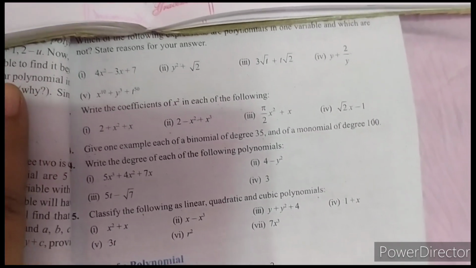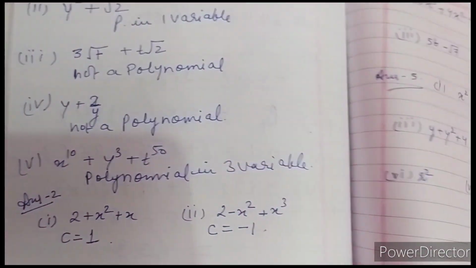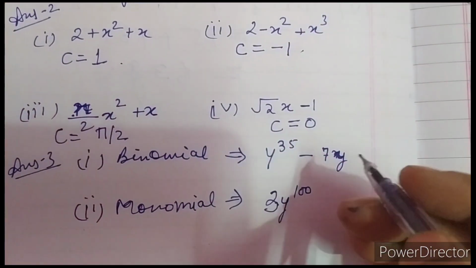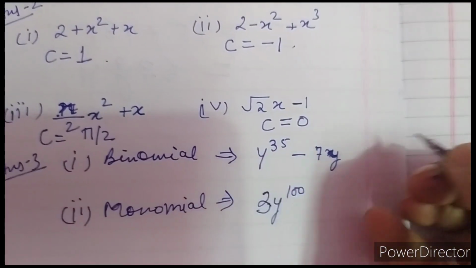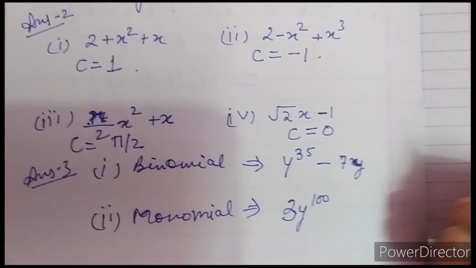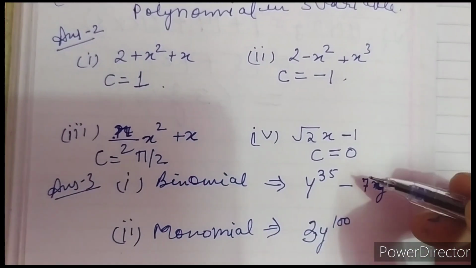Question number 3 is, give one example each of a polynomial of degree 35 and a monomial of degree 100. So I have taken one example, you can give any one example. So here I have written one binomial, y to the power 35 minus 7 pi, and monomial 3y to the power 100. You can take any monomial or binomial with maximum degree as 35 and 100 respectively.